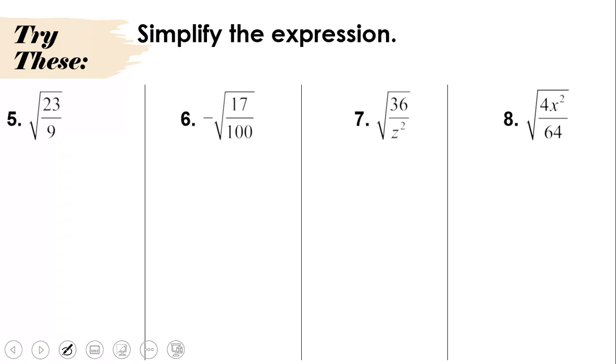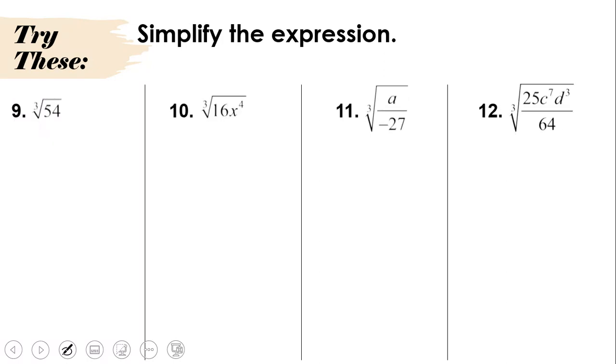Okay, I don't think we need to go through the try these. All right, they'll be posted, but you'll have them on your own.